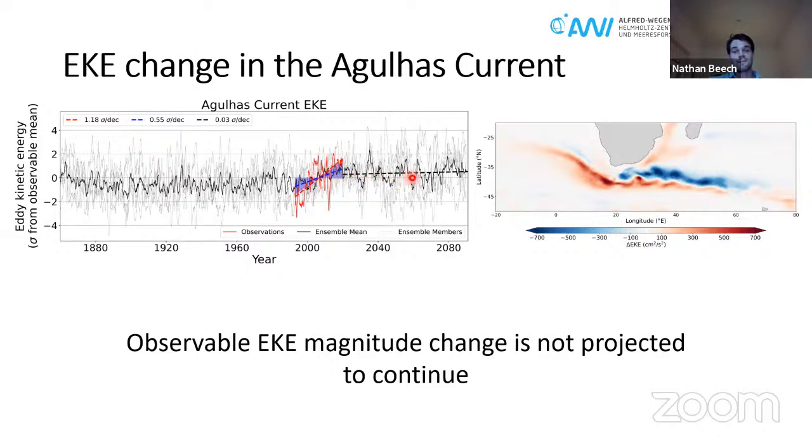But throughout the rest of the 21st century, we don't see that increase continuing. So what that tells us is that the model agrees with the observations in that we would expect over the past 30 years to see an increase in eddy activity, but we don't expect that to continue.